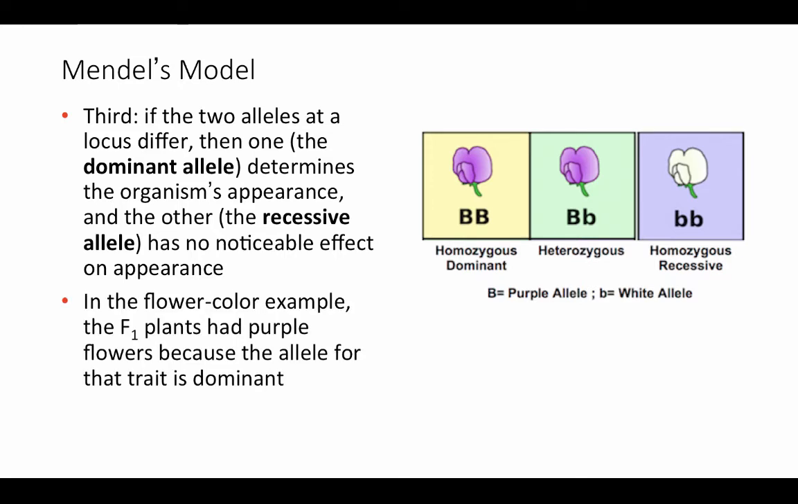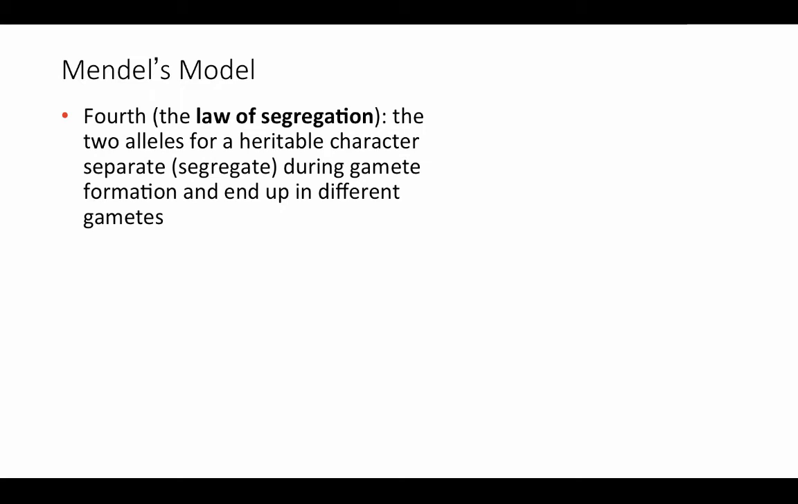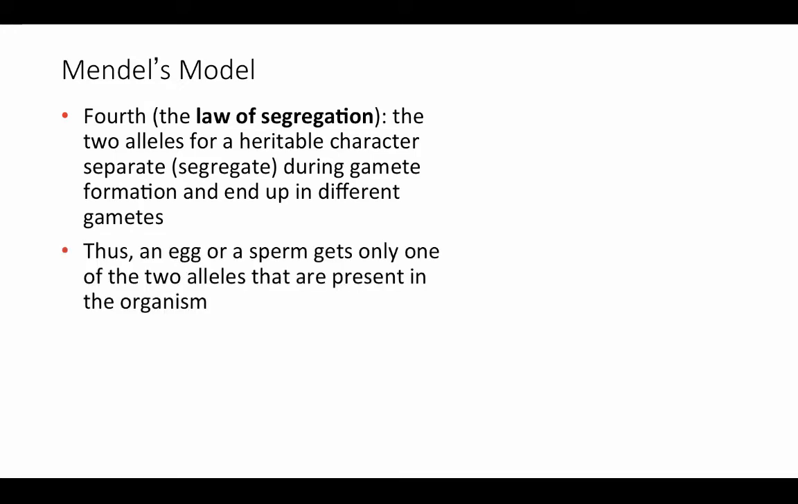So in our flower color example, the F1 plants had purple flowers because the allele for that trait is the dominant allele. So the fourth component of this model is really what the law of segregation is all about. The two alleles for a heritable character separate during gamete formation and end up in different gametes. So you're going to get one of the two possible alleles from each of your parents. Thus, an egg or a sperm gets only one of the two alleles that are present in the parent organism.